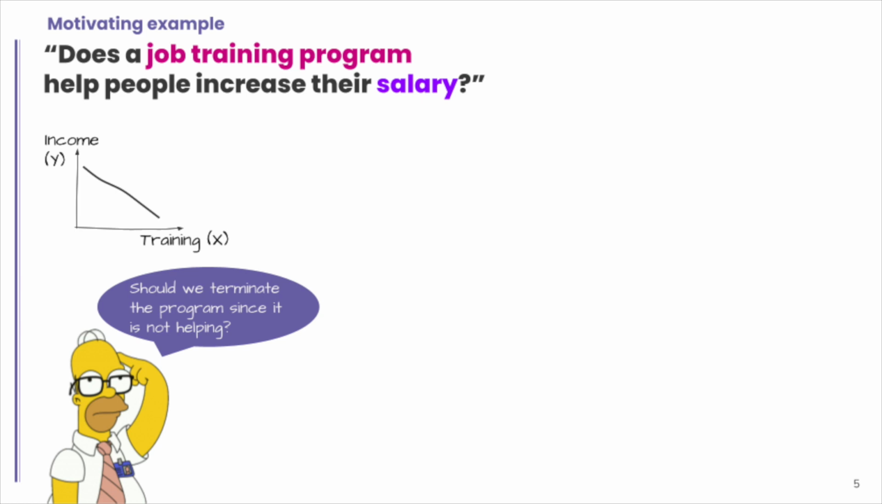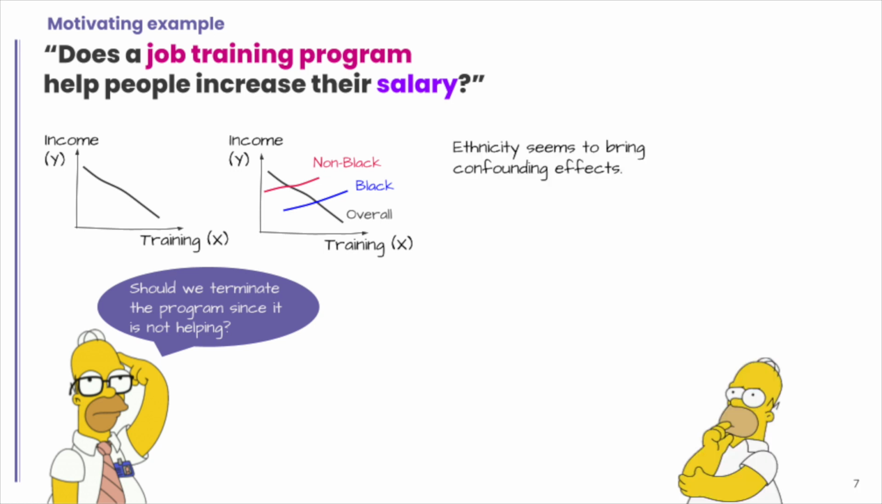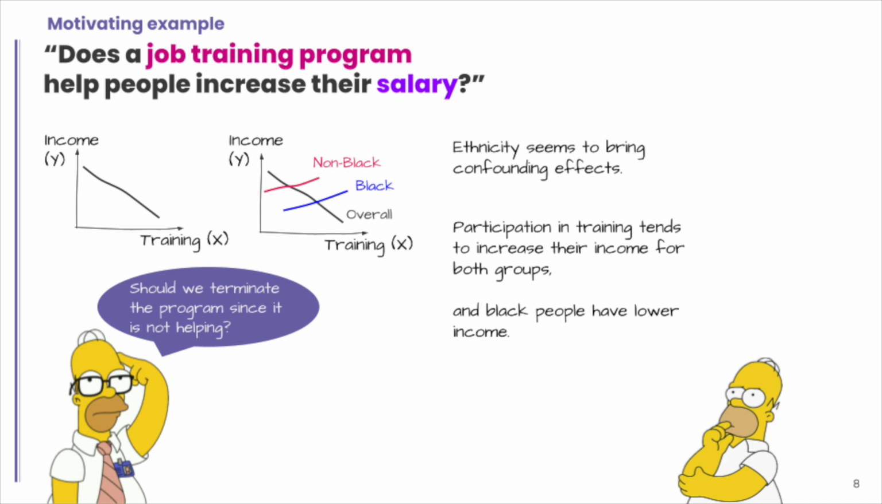Think of the scenario of a governmental agent who is supposed to figure out how effective a job training program is. He wants to figure out whether the training is effective in increasing trainees' income. In a simple analysis, he might consider terminating the program because more training rather decreases their income. But when looking at data closely and separately for black and white trainees, ethnicity actually brings in confounding effects. Participation in the training program actually tends to end up with higher income in both groups, and it also turns out to be effective at different rates in the two groups.